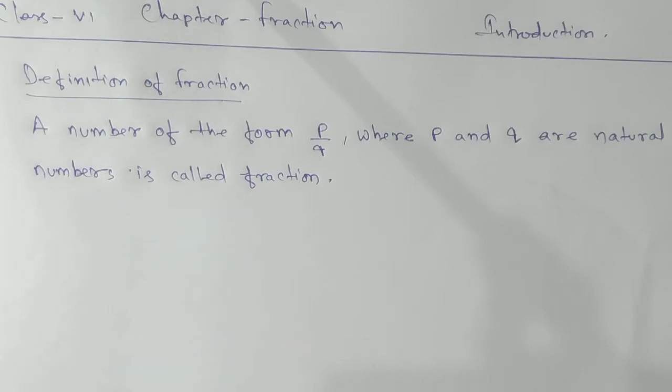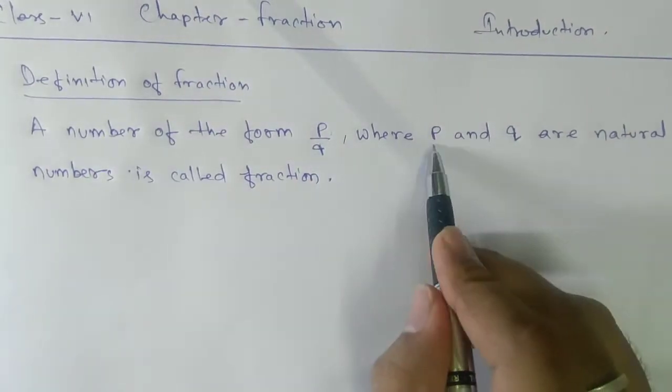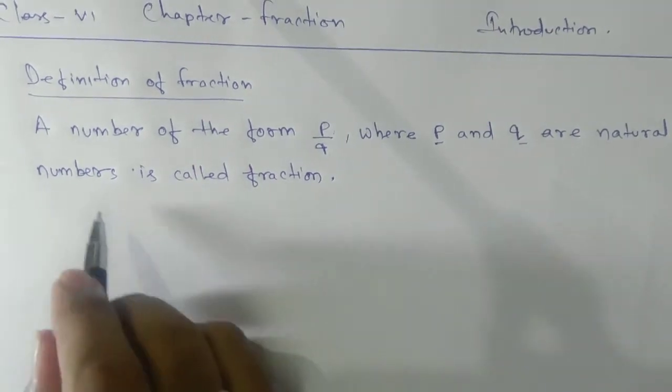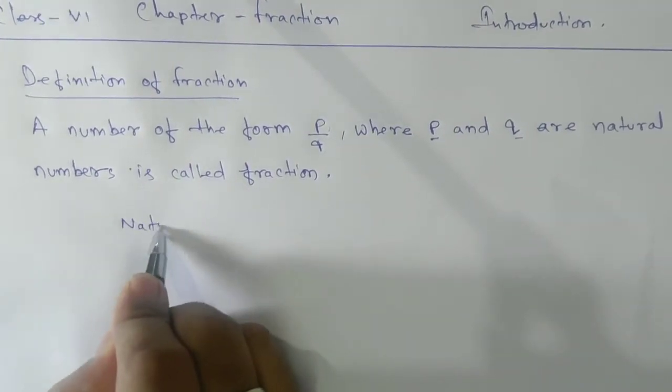Here we have fraction. Let's start with the definition. What does it mean? A number of the form p by q, where p and q are natural numbers, is called a fraction. Before knowing about p by q, look here: p and q are what? Natural numbers. Do you know what a natural number is? Yes, the counting numbers are called natural numbers.